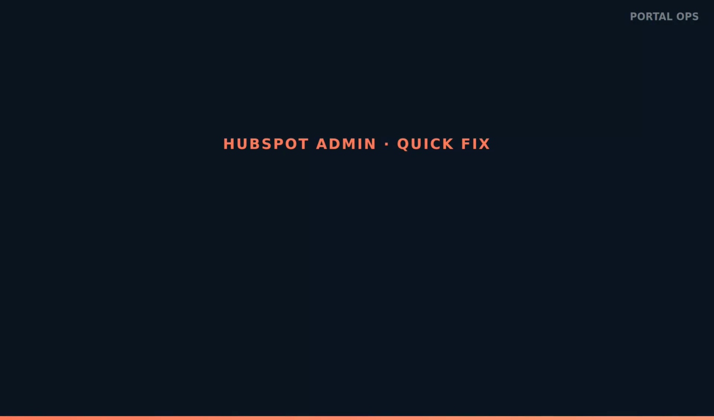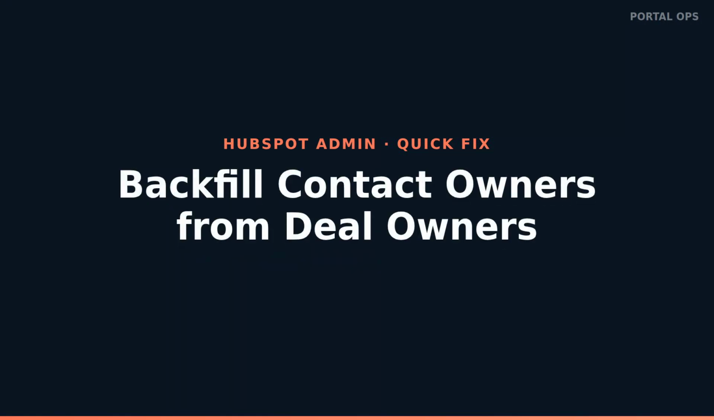Open any portal that's a few years old and filter contacts by owner equals unknown. I've seen portals where a third of the database comes back. Unknown contacts don't get routed, don't show up in rep dashboards, and quietly fall out of every re-engagement play you build. Today I'll show you how I backfill contact owners in bulk, not by guessing, but by borrowing the ownership signal that already exists on the deals those contacts are attached to.